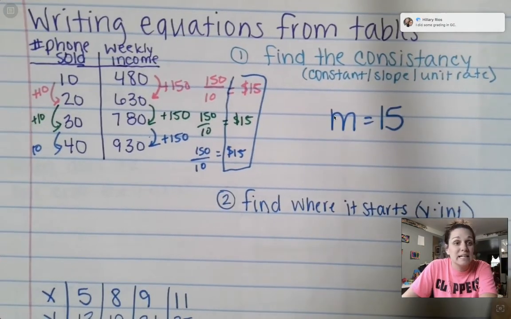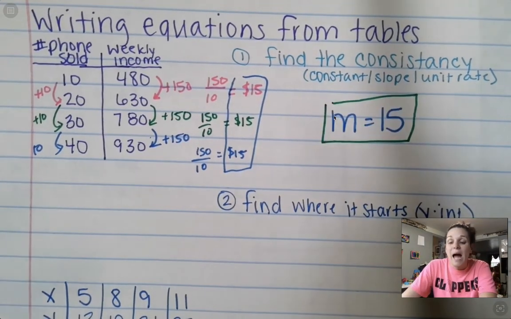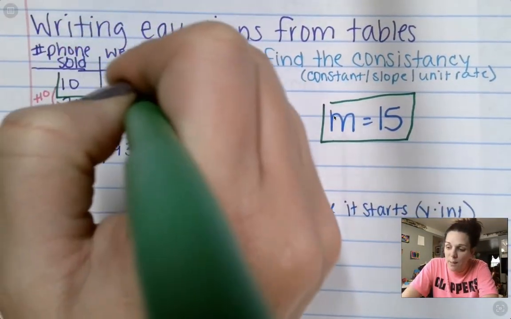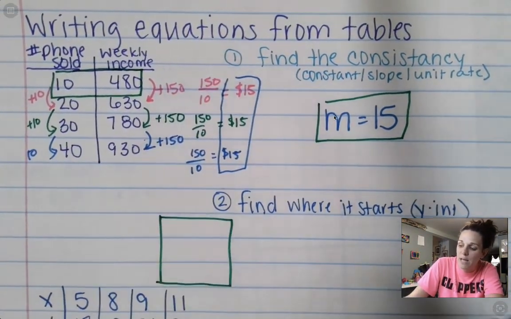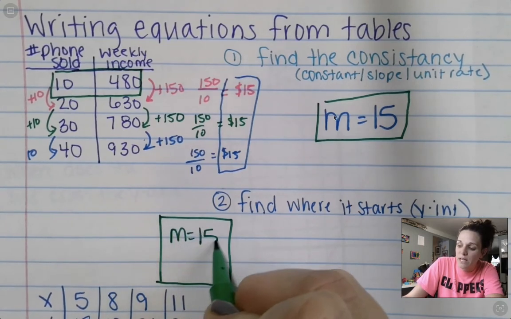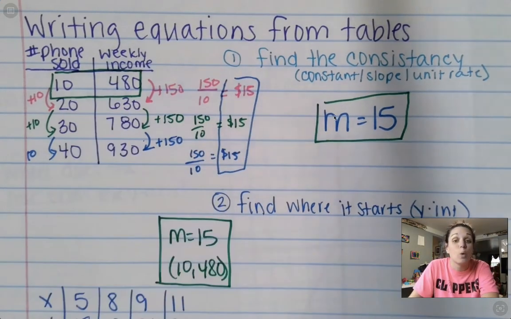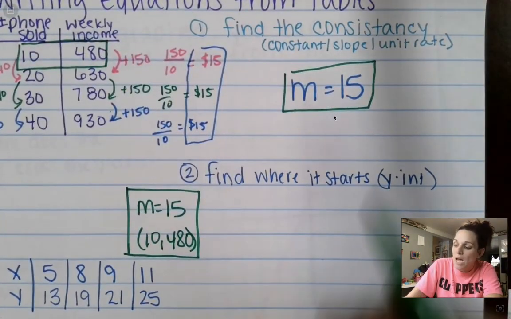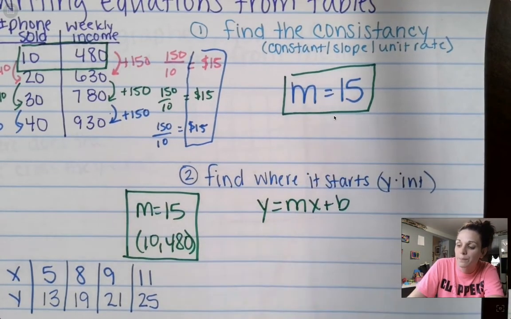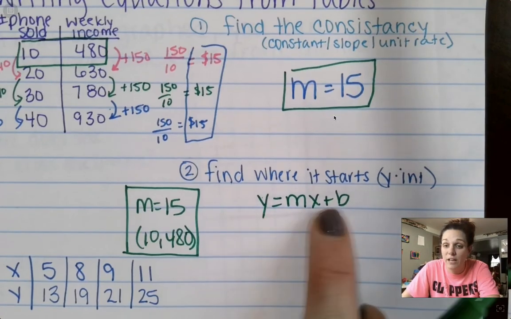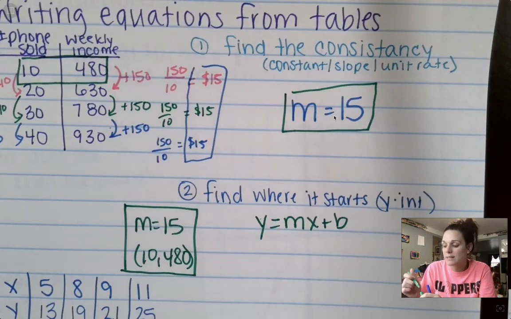All right, I need two pieces of information in order to do this. I need my slope, and I need one coordinate from my table. So what I like to do is make kind of a side table for myself, and I'm going to put m equals 15. And I'm going to put 10, 480. All I'm doing is stealing from my table one of the values. Okay? And so what we're going to do is y equals mx plus b. And we're going to fill in all of these pieces. I'm going to steal the information from my table.